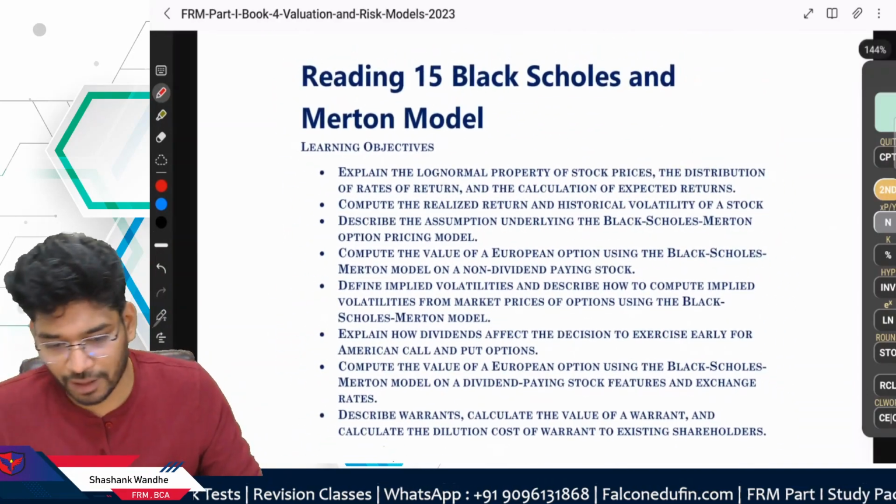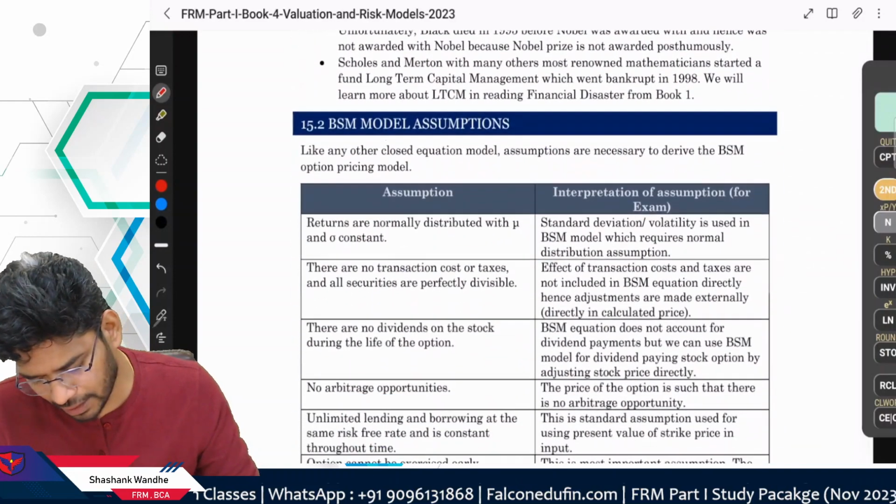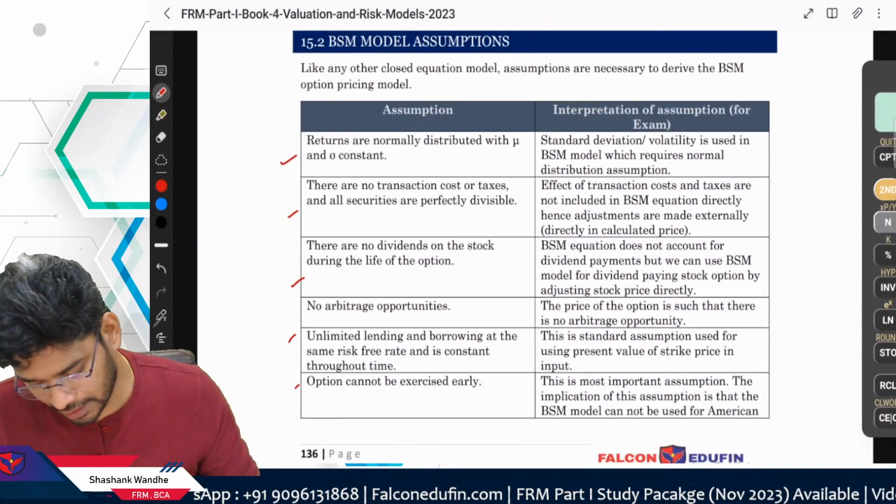Then we have the next chapter, which is the Black-Scholes-Merton model. The Black-Scholes-Merton model is very simple. So we have to start with the assumptions. Assumptions are testable. Okay, let's read out these assumptions.